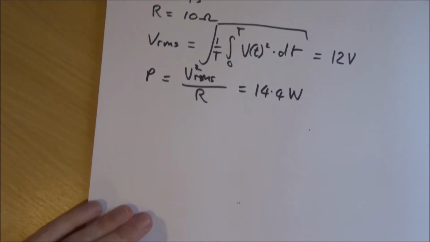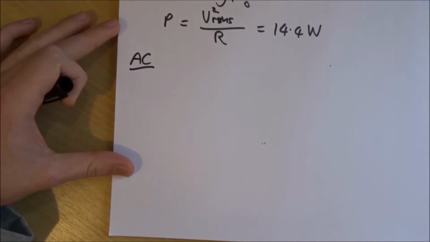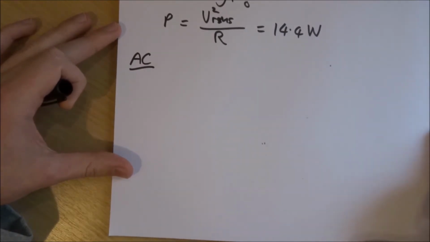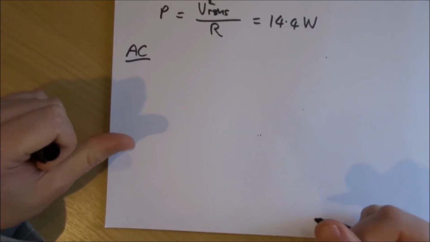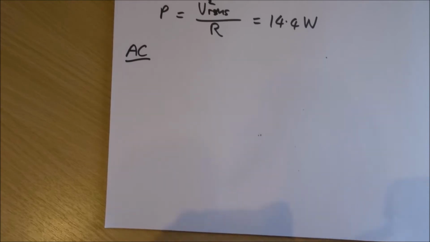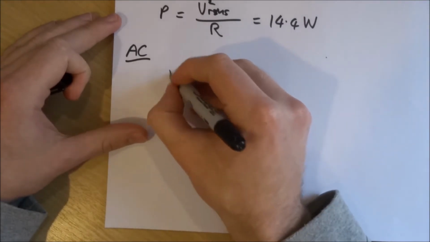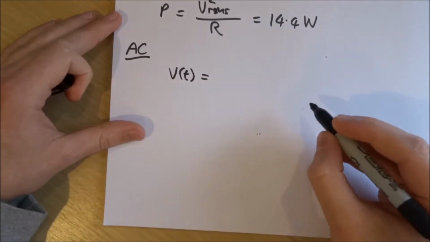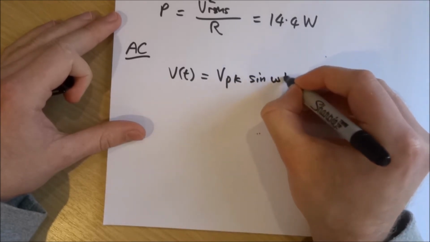So that's fine. Now if we look at the AC scenario, we want to find out how many volts peak we need to put in order to get our equal energy. So we need to dissipate 14.4 watts average over a time period of capital T, or 14.4 joules over that same time period needs to be delivered. So we start off with our voltage function. Voltage as a function of time is equal to some peak voltage times the sine of omega t.